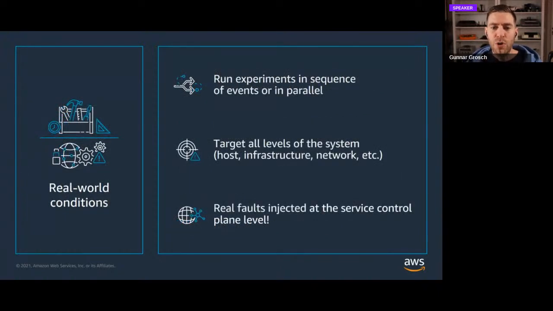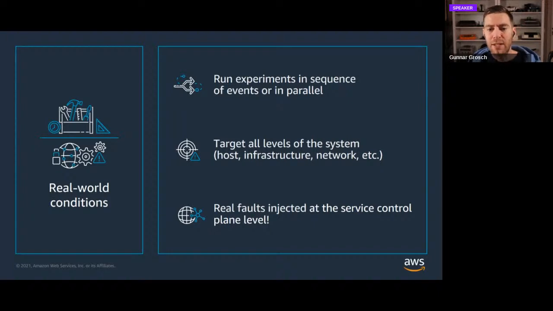So you run your experiments either in sequence or in parallel. Sequences are used to test the impact of gradual degradation, like a sequence of actions to gradually increase latency, for instance. And parallel experiments are to test the impact of multiple concurrent issues, which, as I mentioned before, is often how real-world outages happen. Supported services right now in the preview are EC2, RDS, ECS, and EKS. And more services will, of course, follow as well.